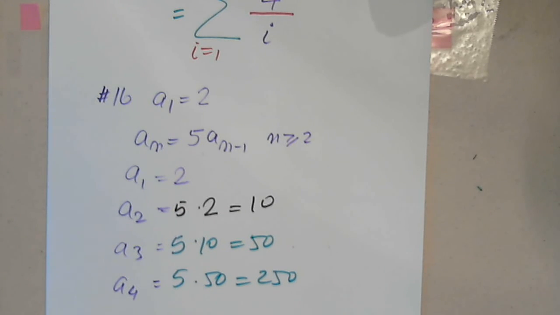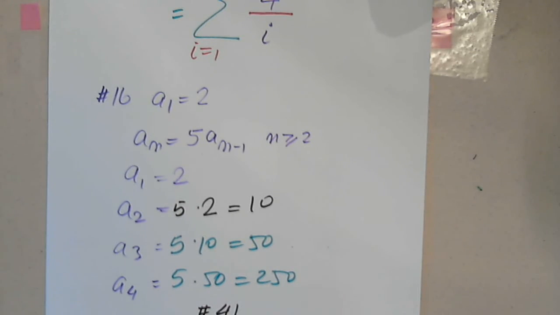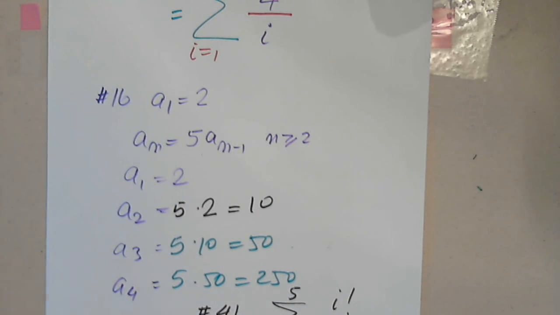Let's look at another simplification. Yeah, 41. It's a combo with factorial notation from i equals 1 through 5, from i factorial over i minus 1 factorial.